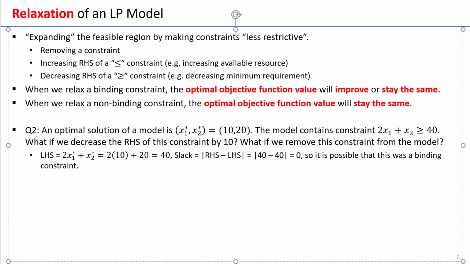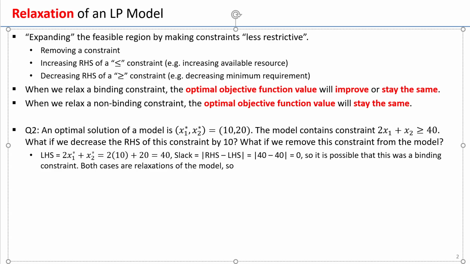But assuming it is binding, I would know that this case applies. I'm relaxing a binding constraint again, and both cases, decreasing the right-hand side here, this is a greater or equal constraint. So if I decrease this 40 by 10, I make it 30, I make the requirement easier, so I allow more feasible solutions. Or if I remove this constraint, this is as if I'm saying this becomes minus infinity, so really there is no restriction on the minimum value of this. Both cases are relaxations of the model.